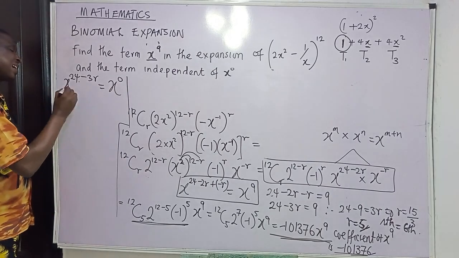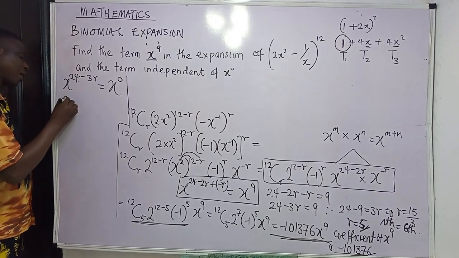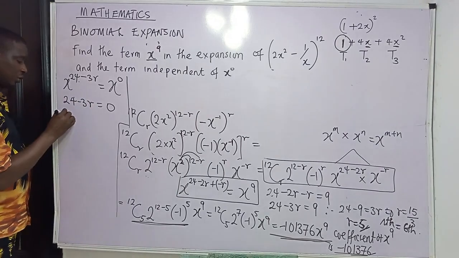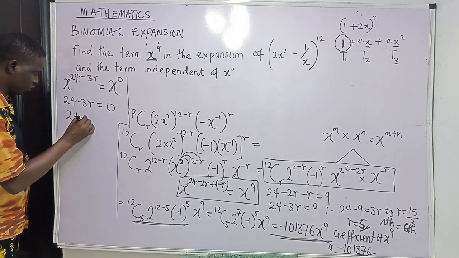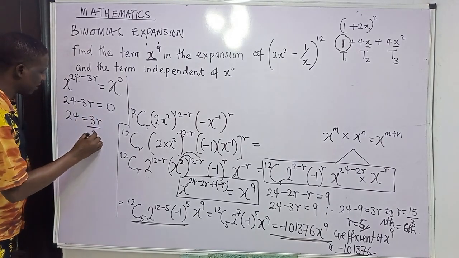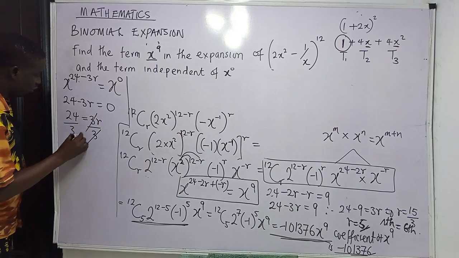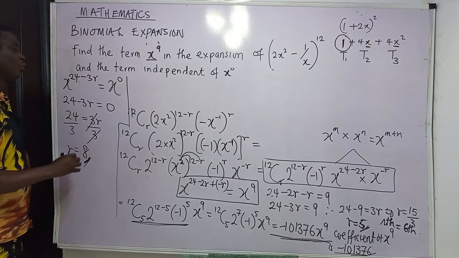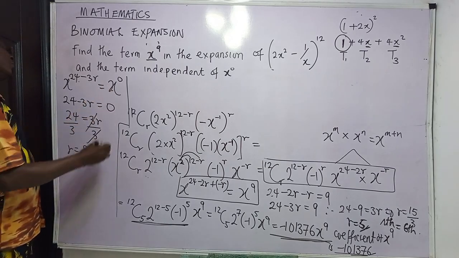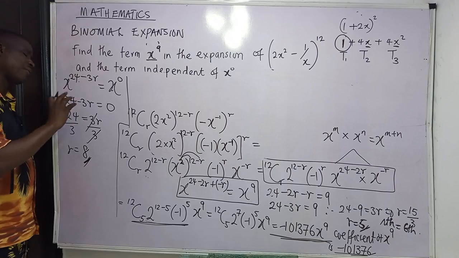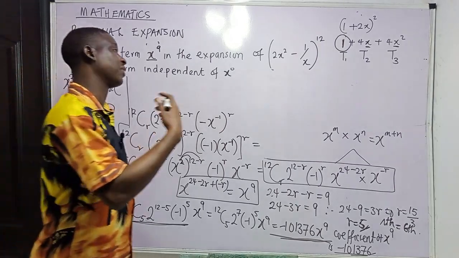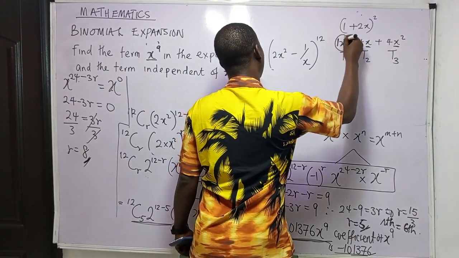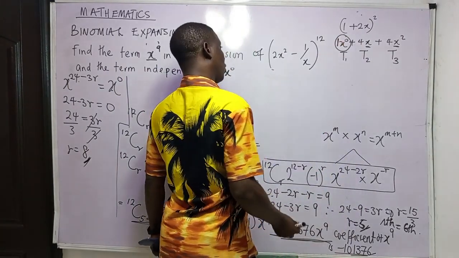So let's find our r first. Since the bases are equal, equate the power. 24 minus 3r equal to 0. So 24 equal to 3r. Divide by 3, r equals 8. So this term independent of x is a term that does not have s attached. Somebody else can write this as 1 times s power 0. It's still correct.